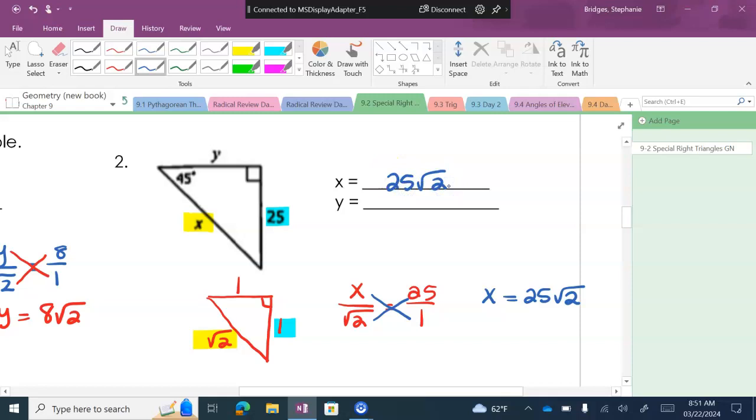Now I want you to do the same thing for y. Set up your proportion for y.